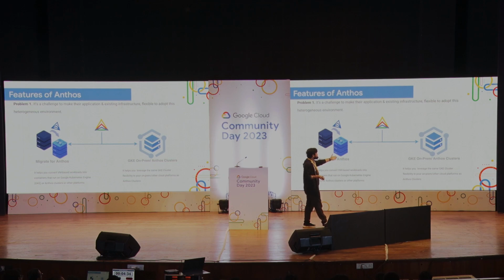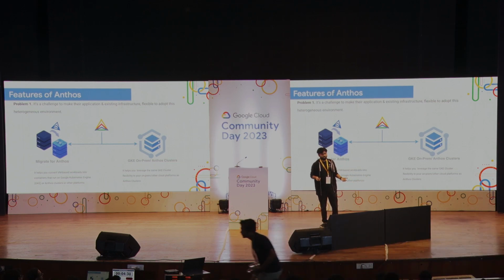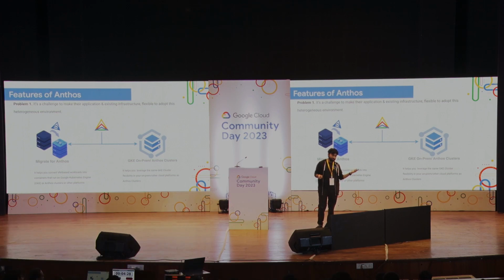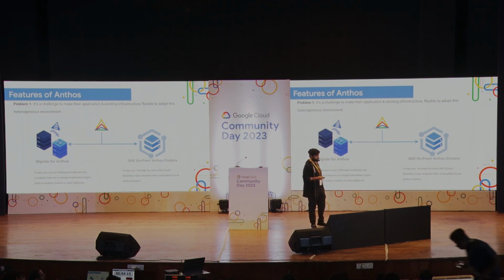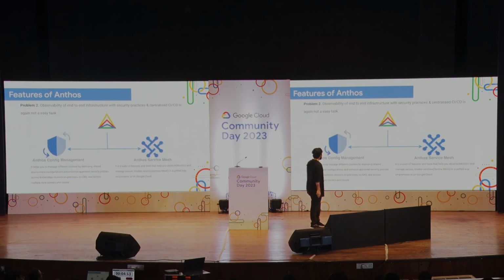On top of that, GKE on-prem and Anthos clusters are there. So let's suppose you have a microservice-based workload, and if you want some kind of managed Google Kubernetes Engine solution in your on-prem or in other clouds, we have Google GKE Anthos. So it will solve our first problem. And then after, observability of end-to-end infrastructure with security practices. We already heard about security, why it is important.